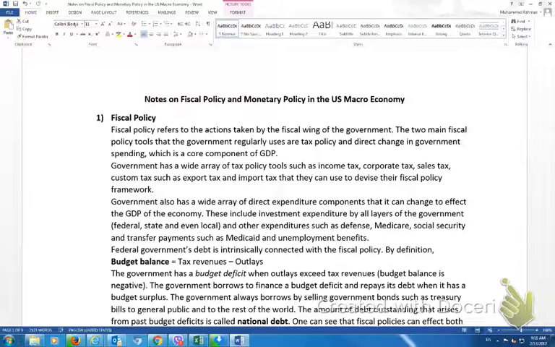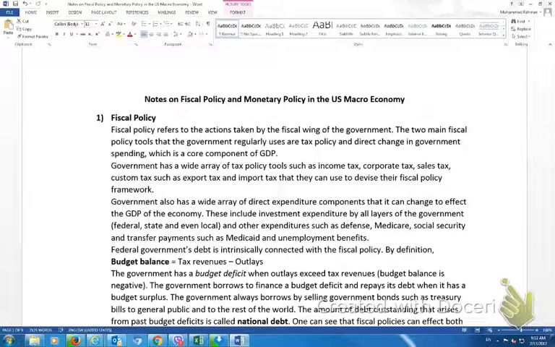Let us start with a formal definition of these two different kinds of policies, mainly the fiscal policy and the monetary policy. I will start with the fiscal policy. Fiscal policy refers to the actions taken by the fiscal wing of the government. There are two main fiscal policy tools that the government regularly uses. They are taxes and direct changes in the government expenditures.